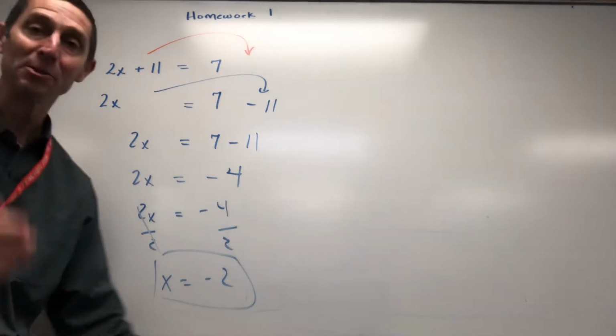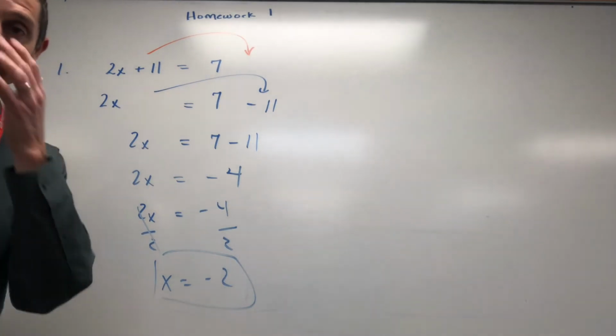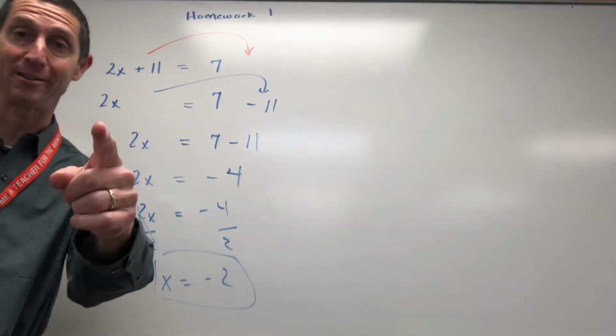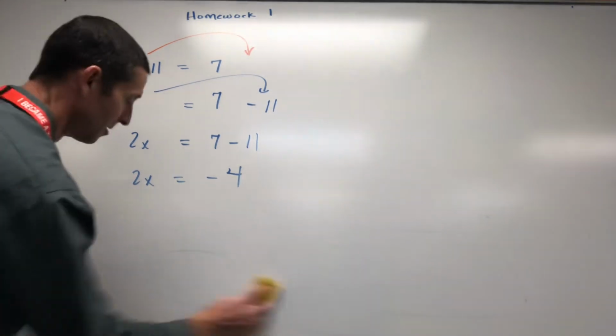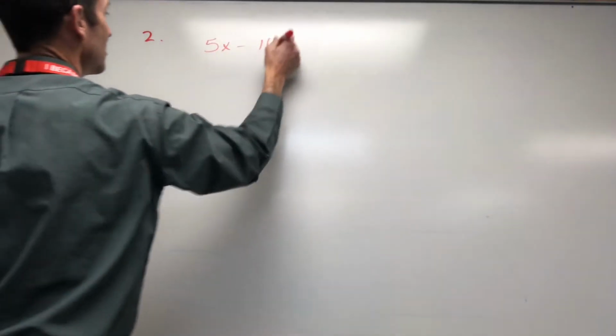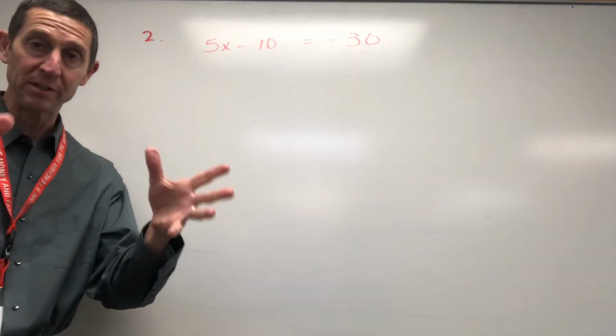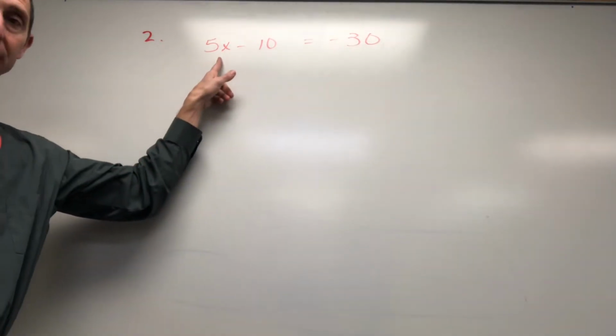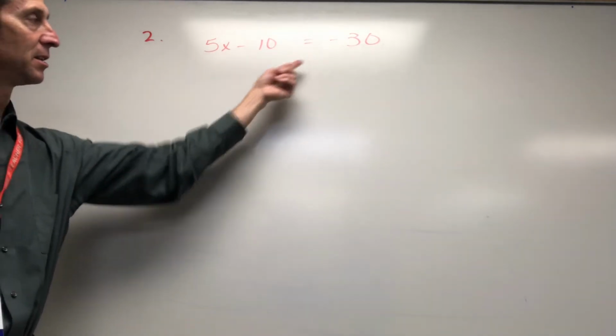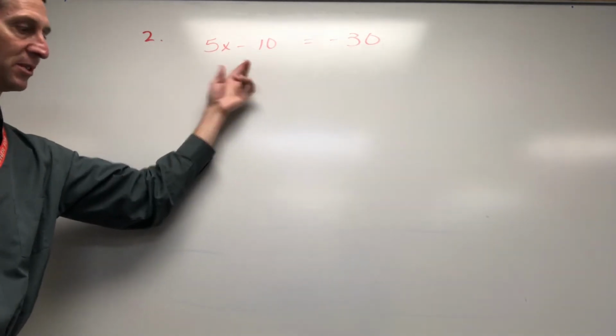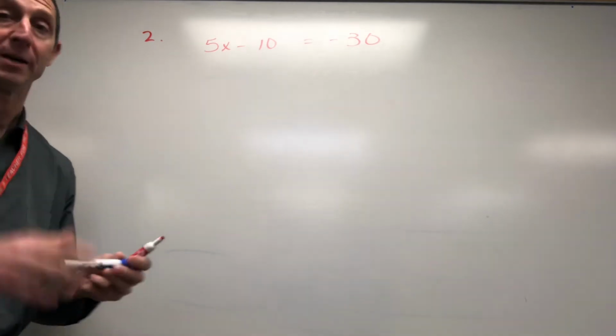Okay, algebra equations. I got 5 of these lined up as a small review to help us on this first assignment. 1 down, 4 to go. Two. 5x minus 10. And again, you're always thinking about moving stuff around so that you can get your x by itself. So 5x minus 10 equals negative 30. First thing I want to get rid of is the negative 10. I want to get him away from my x.